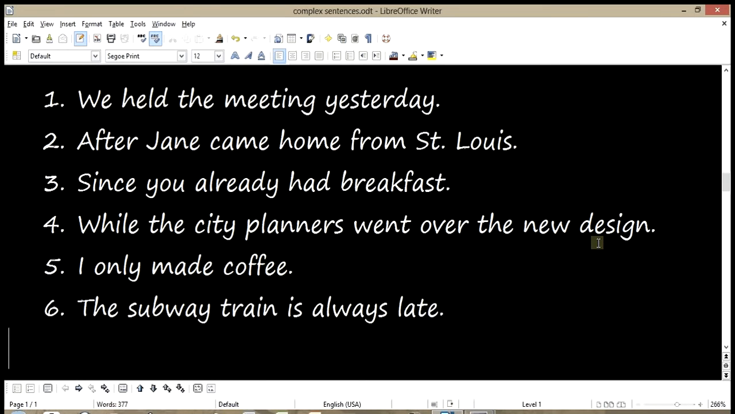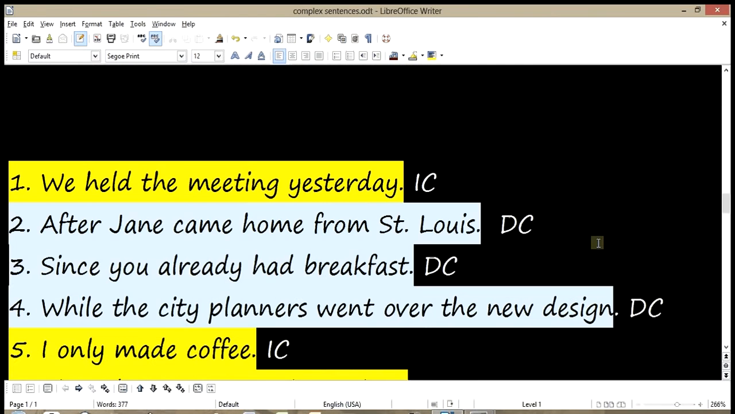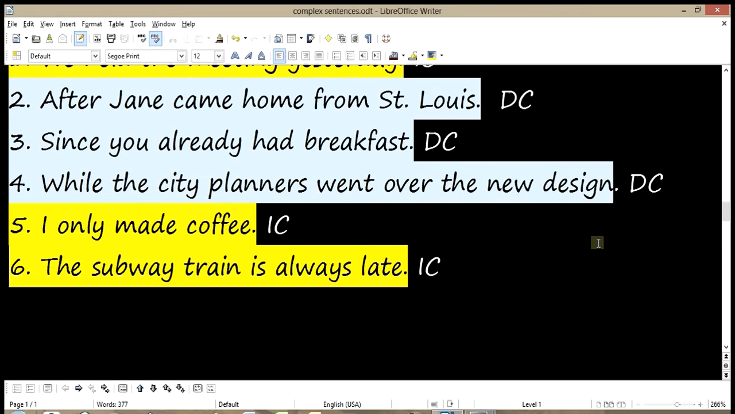Okay, let's see how you did. These are the answers. The first one, we held the meeting yesterday, is an independent clause. That can stand on its own. After Jane came home from St. Louis is dependent. We need to know what happened after Jane came home. Number 3, since you already had breakfast, dependent clause. Number 4, while the city planners went over the new design, dependent clause. I only made coffee, number 5, is an independent clause. And the subway train is always late is also an independent clause. How'd you do on those?